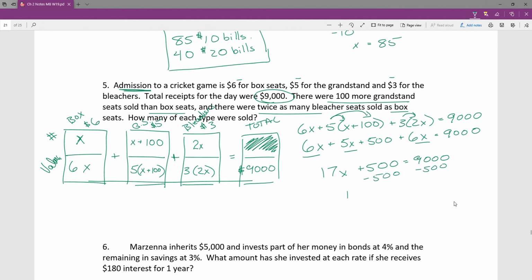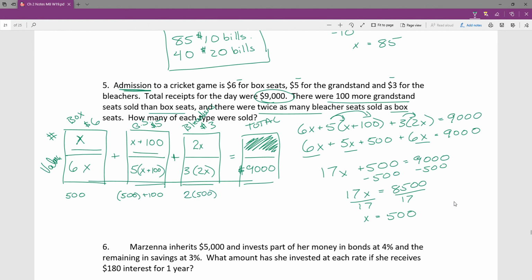My writing is getting really messy. Divide both sides by 17. And this works out to, what is it, 500. All right, so that only tells me one of these. That tells me it's going to be 500 of those, but then it's going to be 500 plus 100 of those, and it's going to be 2 times 500 of those.